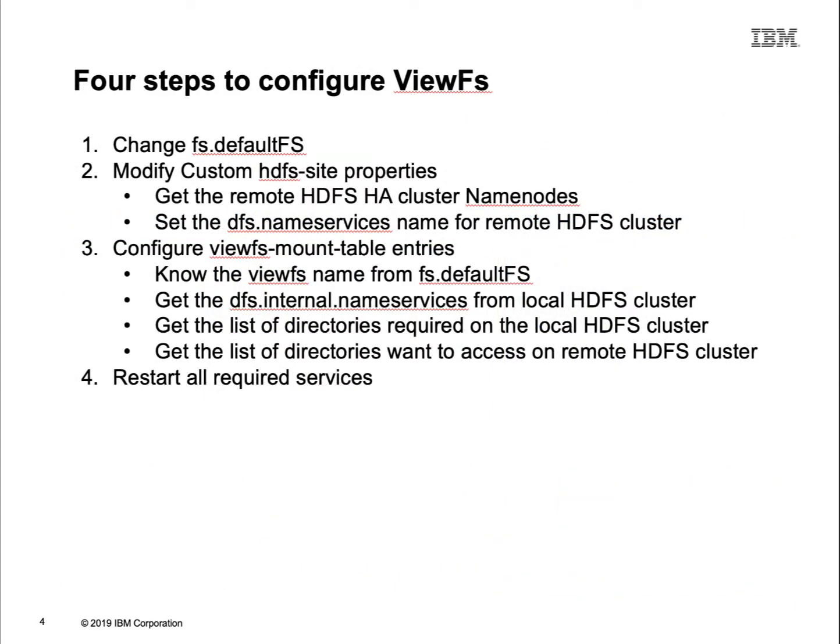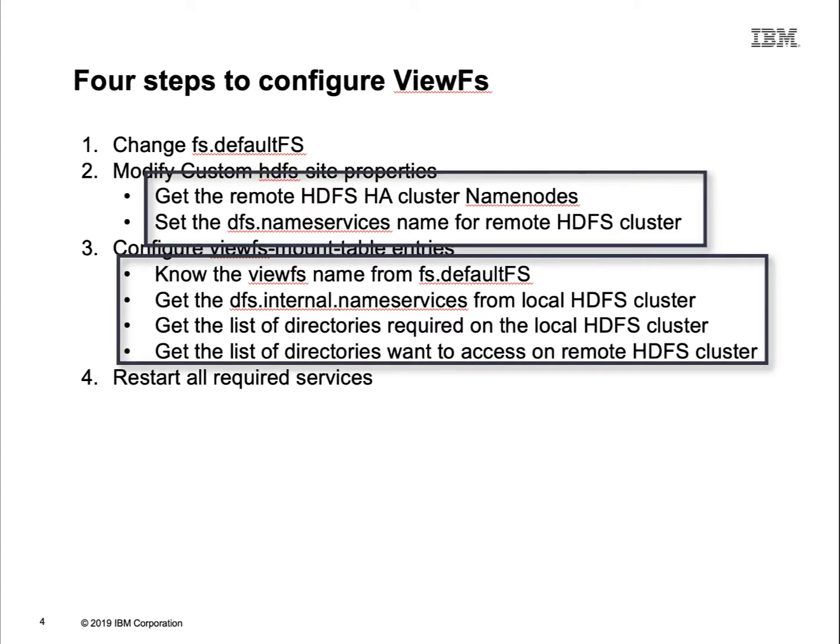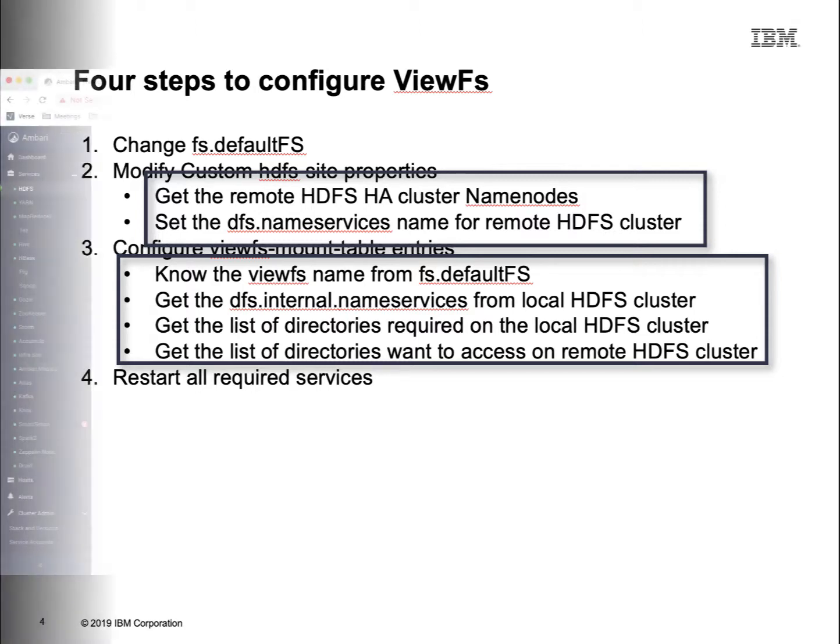There are 4 steps to configure viewFS. 1. Change FS default FS. 2. Modify the custom HDFS site properties. 3. Configure viewFS mount table entries. 4. Restart all required services. Get and save the information in step 2 and 3 for later use.